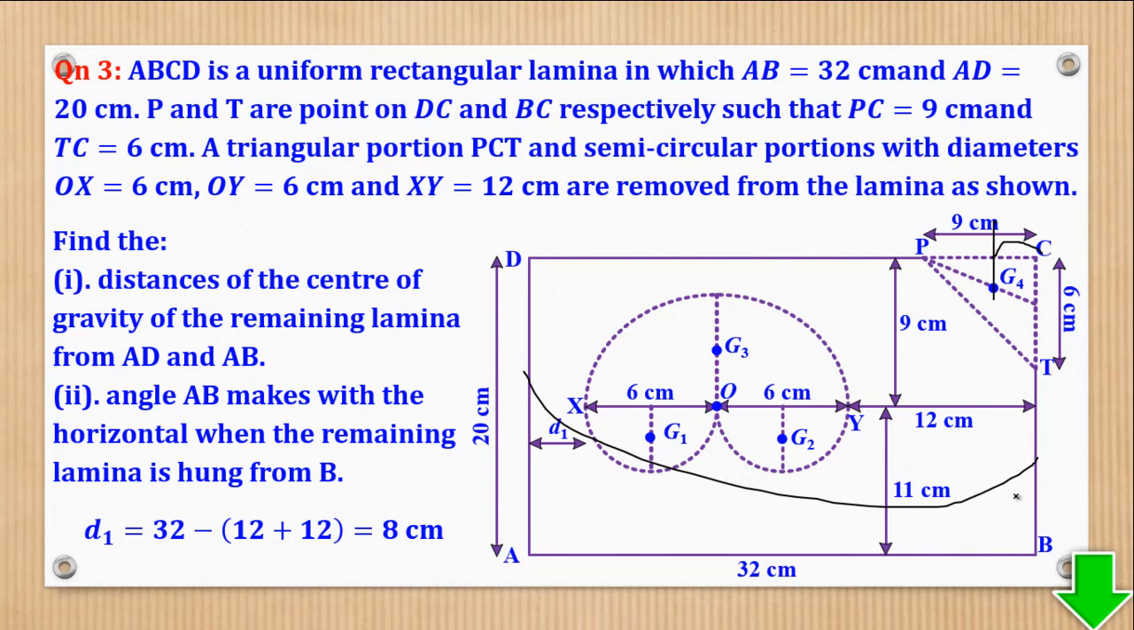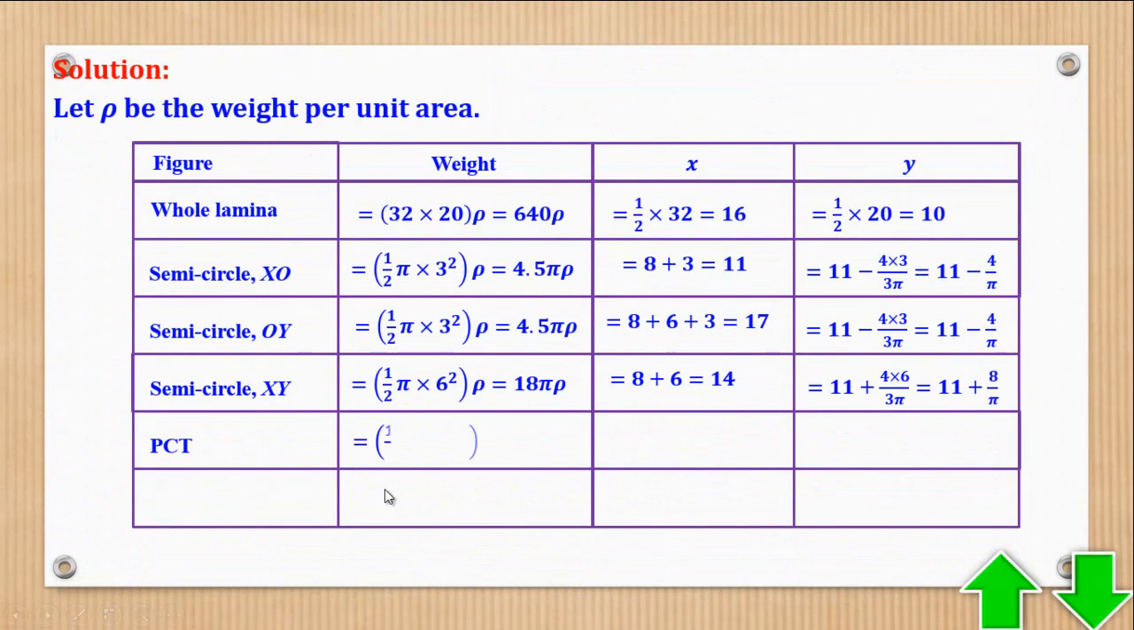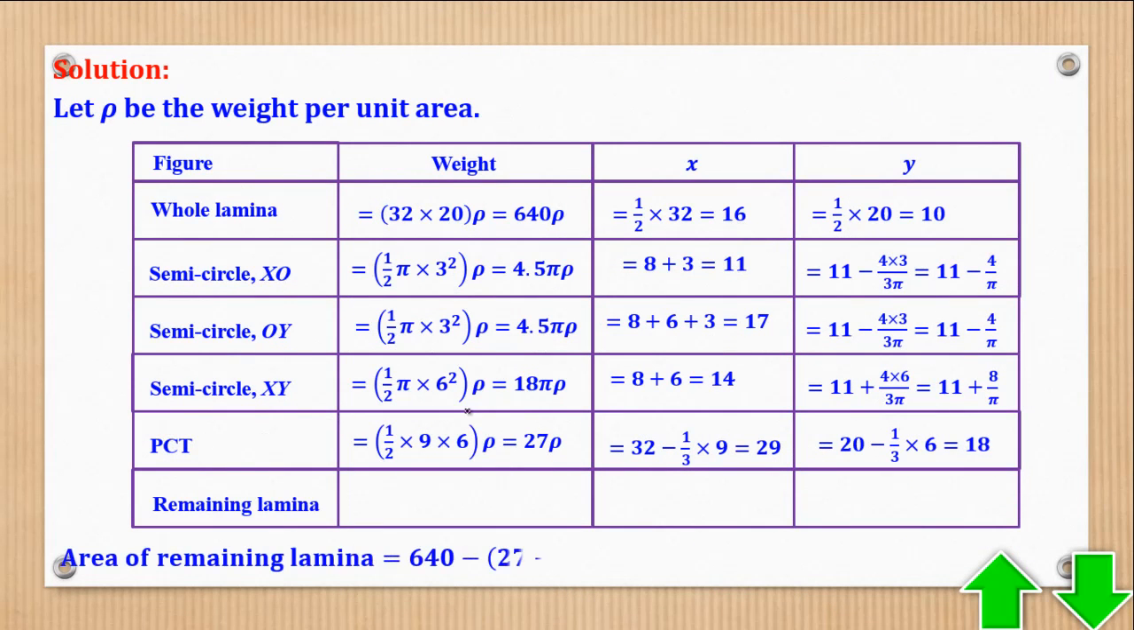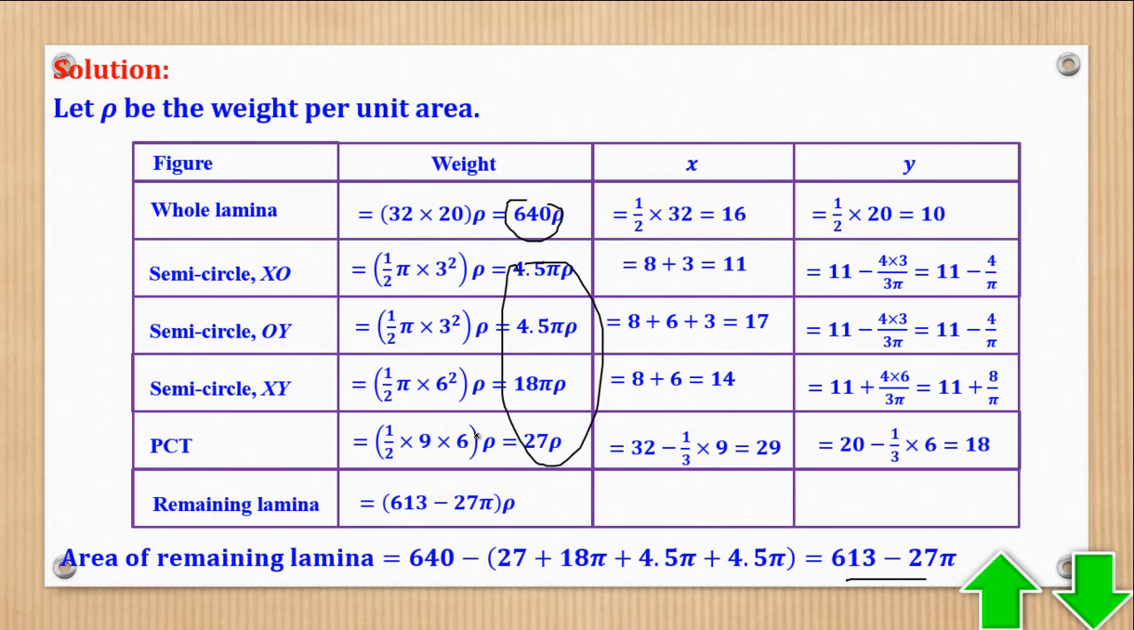Then the same applies to y, it will be 20 minus 1/3 of 6. That is the weight. Then 32 minus 1/3 of 9, 20 minus 1/3 of 6. Okay, then for the remaining lamina, we subtract this minus the whole of this. You'll come up with this. Here you put an unknown.